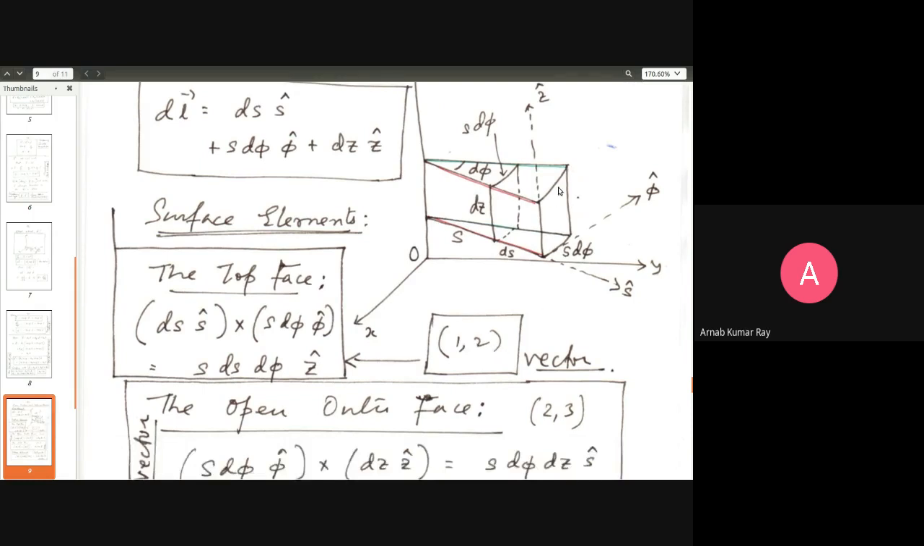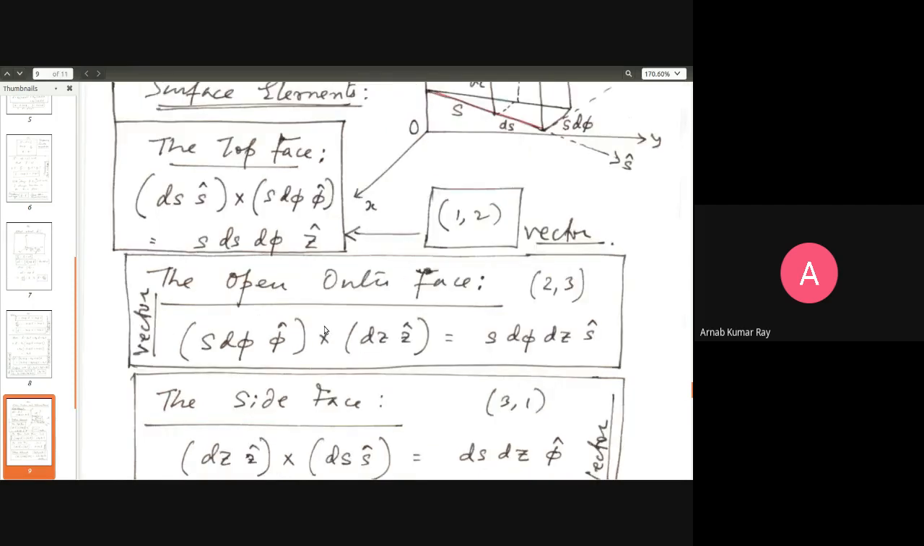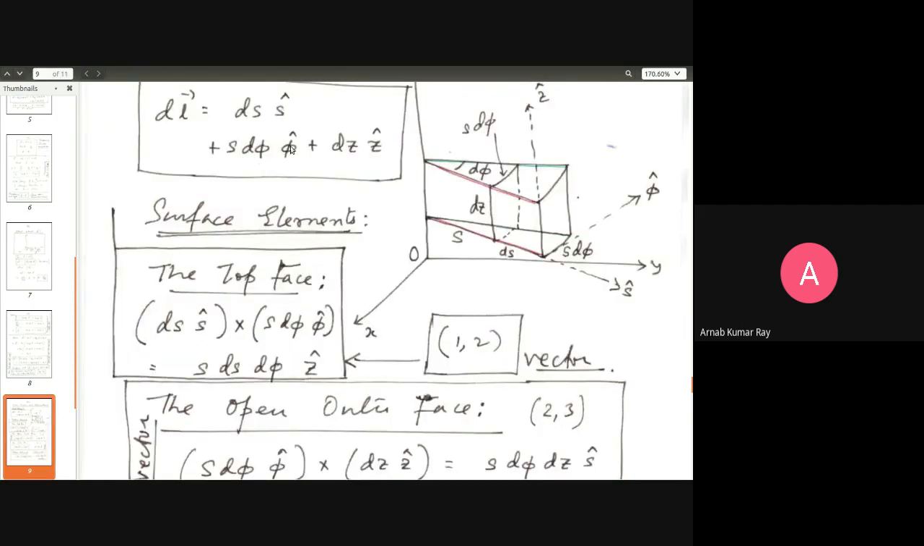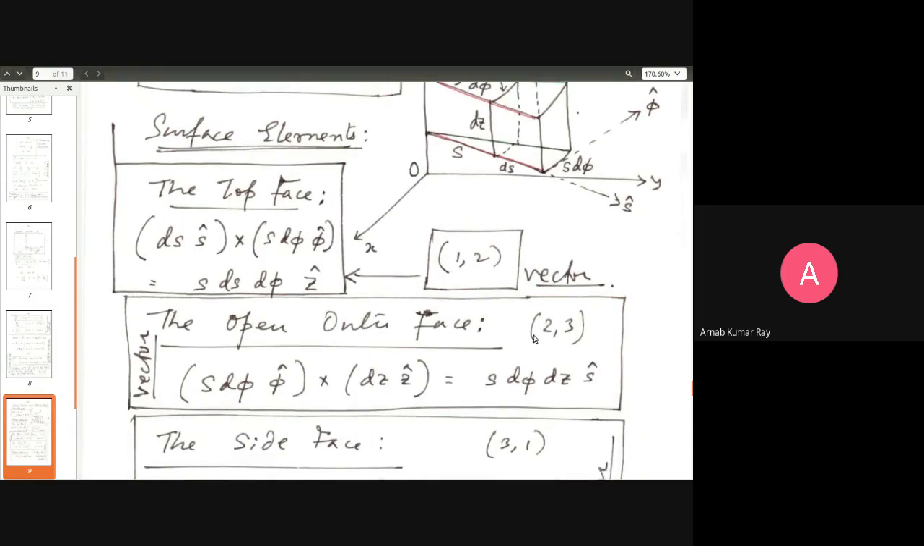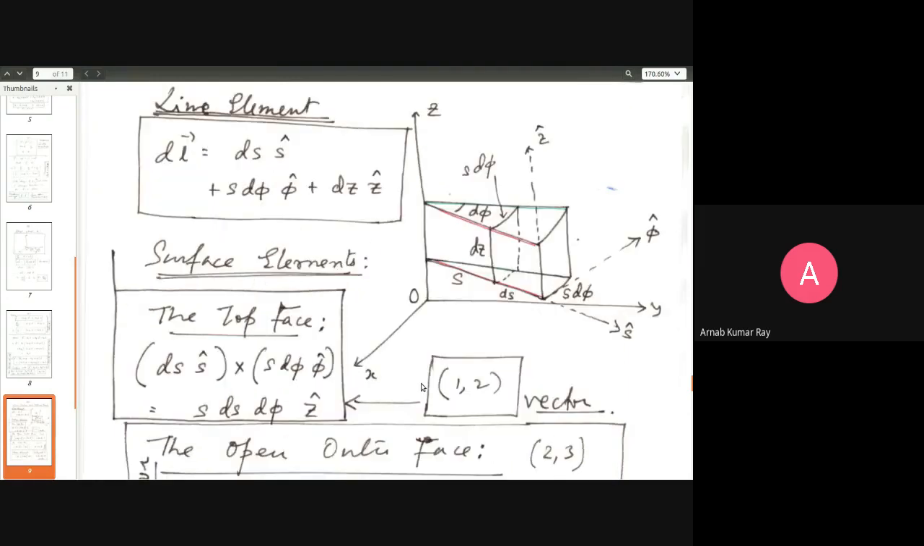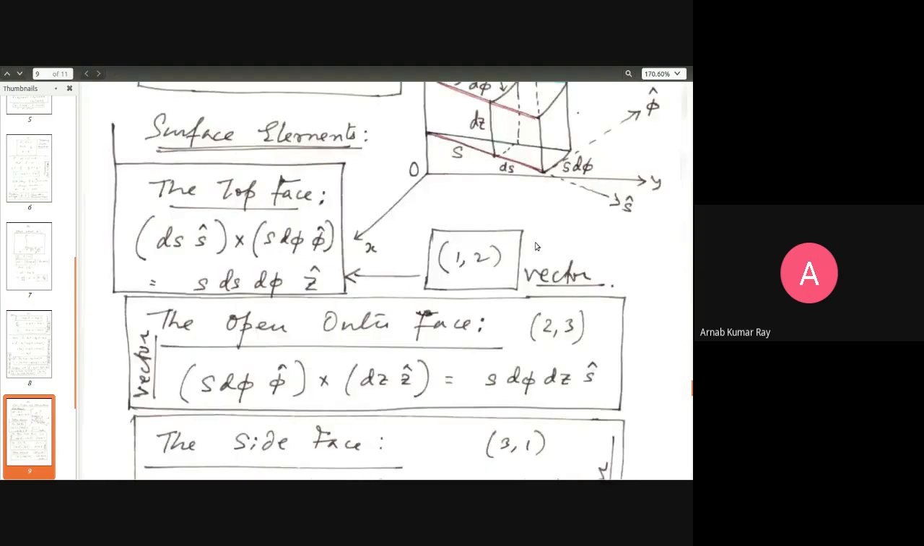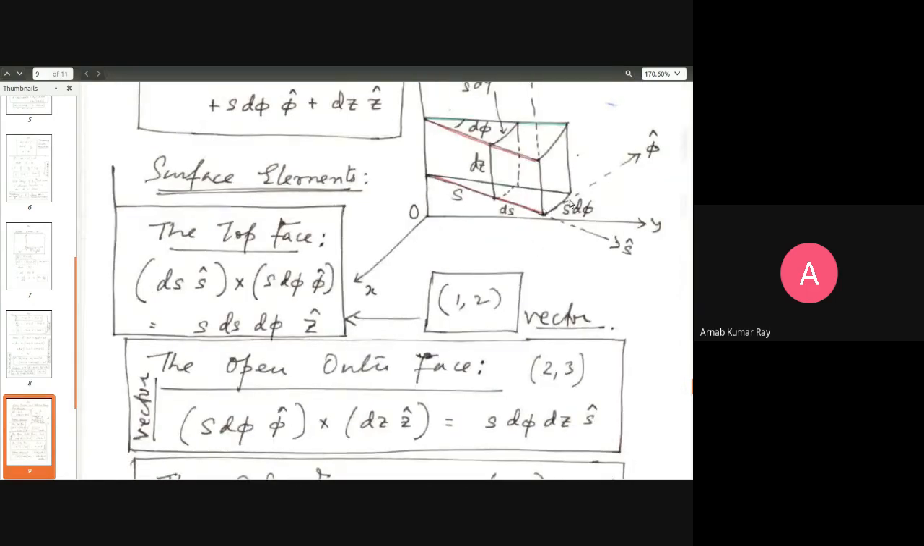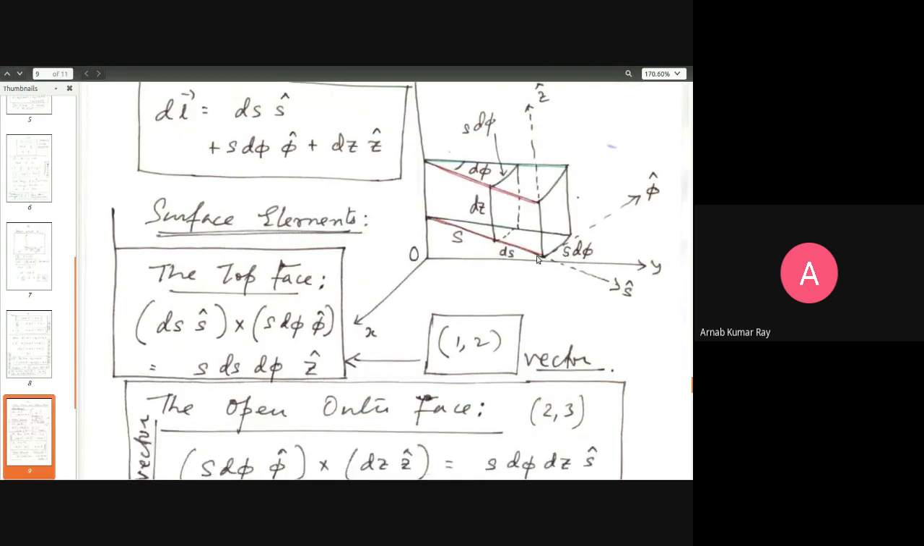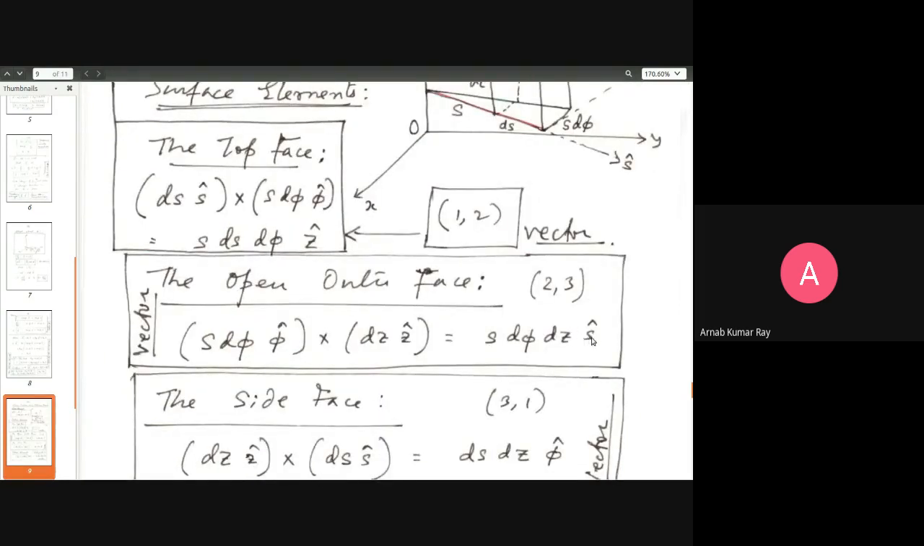Similarly, the open outer face. This is the open outer face. It's like a curved window, part of a cylindrical window. The open outer face is between phi and z, 2 cross 3. So you will have s d phi phi cap cross dz z cap, and so it will be s d phi dz phi cap cross z cap. 2 cross 3 will give you 1, and so 2 is phi, 3 is z, and 1 is s cap. So you will have s cap over here.